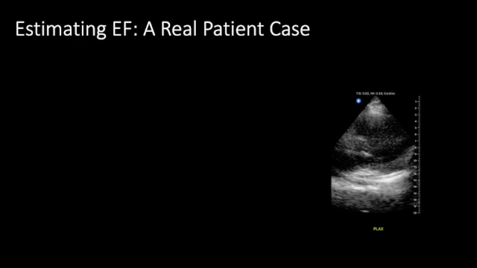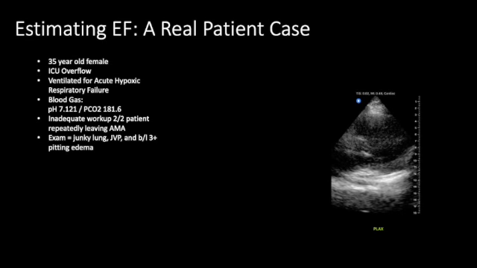So I want to finish out this lesson by showing you a real patient case. So this was a 35-year-old female that came in when I was a second-year resident working overnight in the ICU overflow during the COVID pandemic. She ended up coming in the ER. She was intubated and put on a ventilator for acute hypoxic respiratory failure. And after being on the ventilator for over an hour, her blood gas was 7.121 for its pH with a PCO2 of 181. So obviously a pretty sick individual.